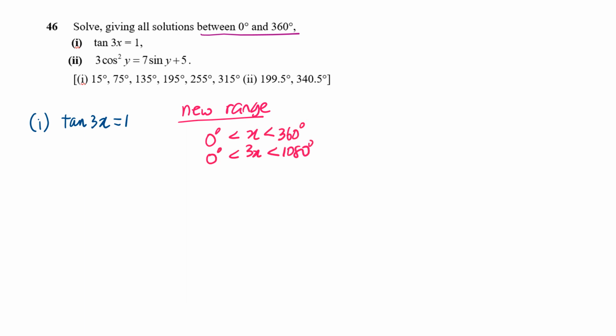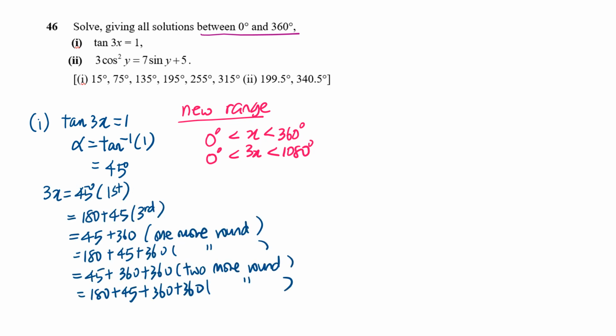Can you see the same kind of things that we've been doing over and over again? Find new range, find alpha, find the quadrants it is in, right? So tangent inverse 1, 45 degrees. We need to find the answers all the way to 1080. That's how many rounds? That's 3 rounds, I think. So for tangent to be positive is first and third quadrant. First answer will be from the first quadrant.